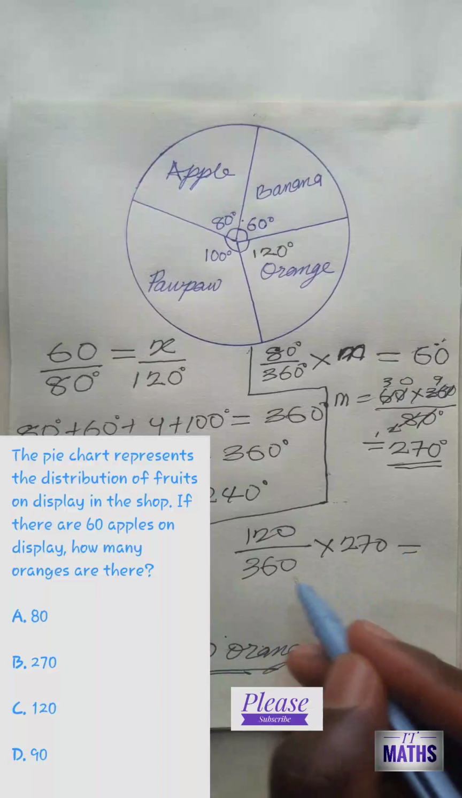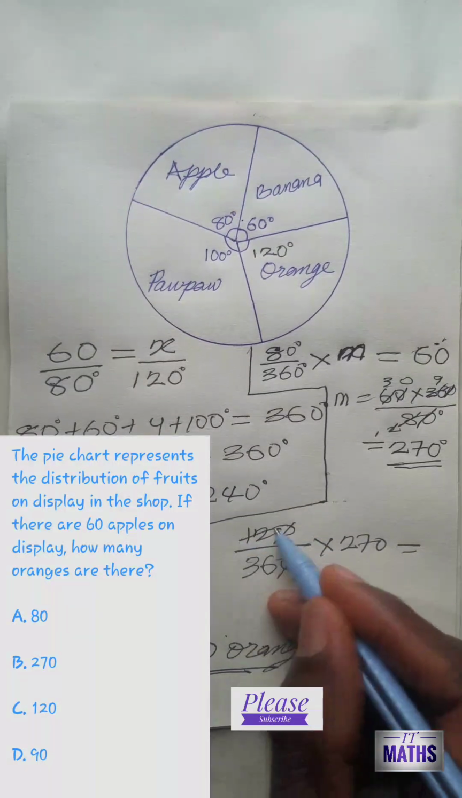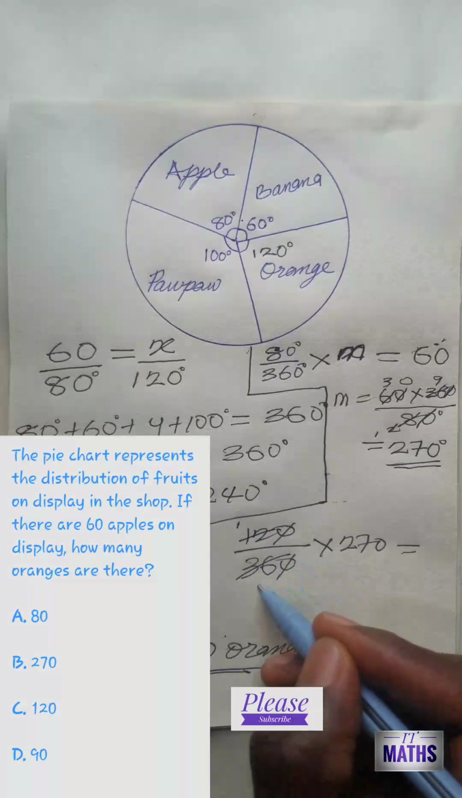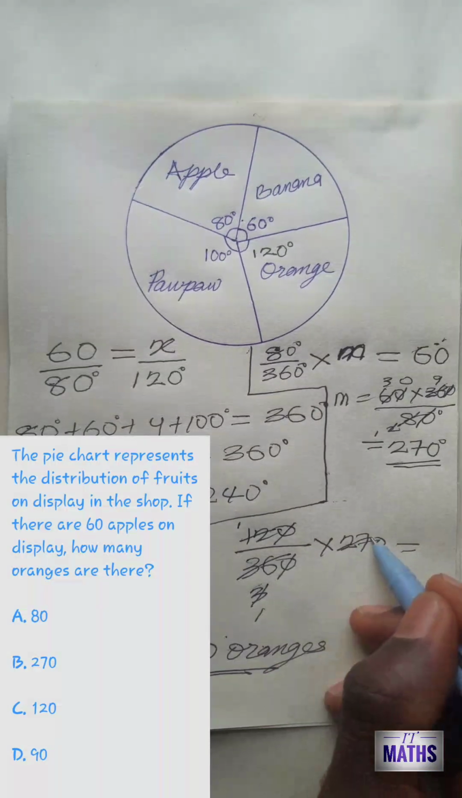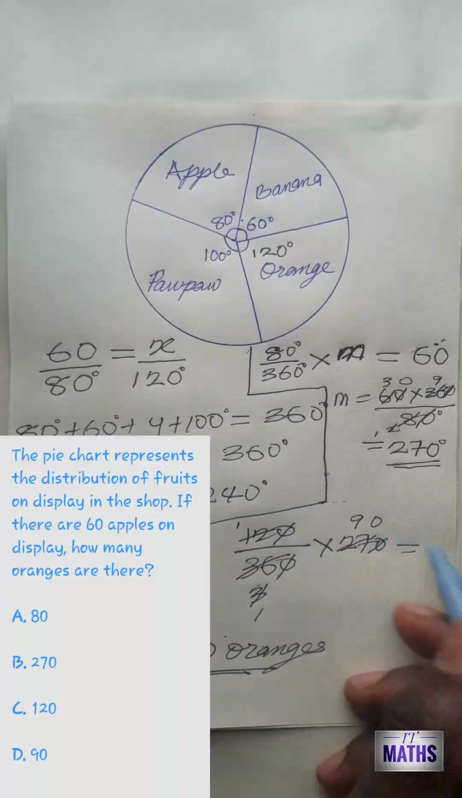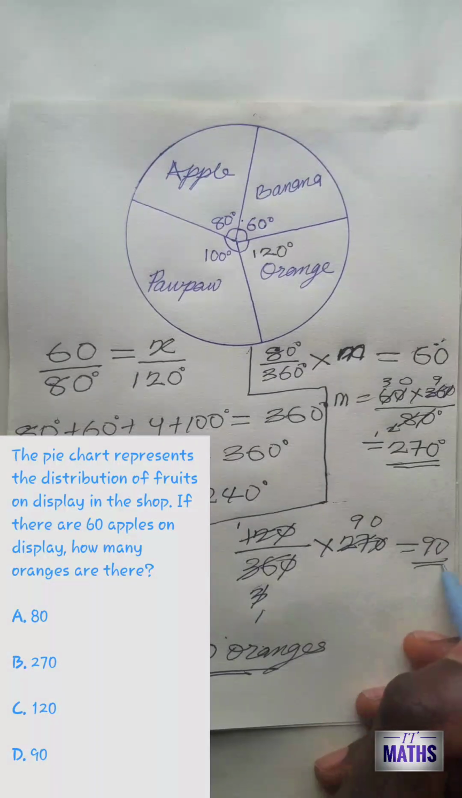So let's cancel this. 0 here, 12 here, 1. 12 into this is what? That's 3. Now 3 here, 1. 3 into 27 is 9, into 0 is 0. See? 90 oranges still comes out as the answer.